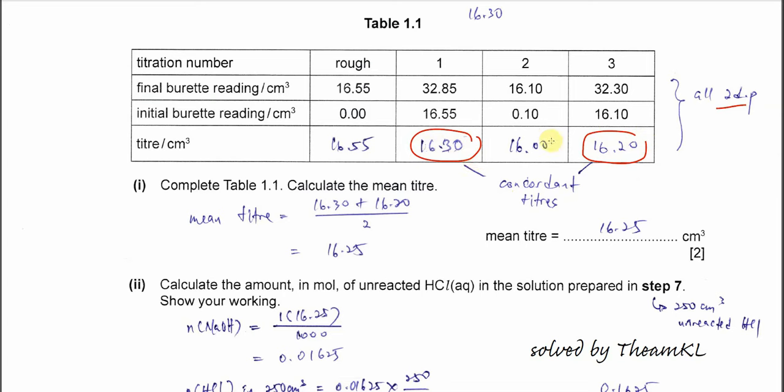So we don't include this one because it is much different from these two. 16.2 has a 0.2 difference with the last one, and this one has a 0.3 difference. That's why when we calculate the mean, we don't include this one. We just use the two concordant titers, whose difference is now 0.1. So use these two, sum them up over 2, and you get 16.25.